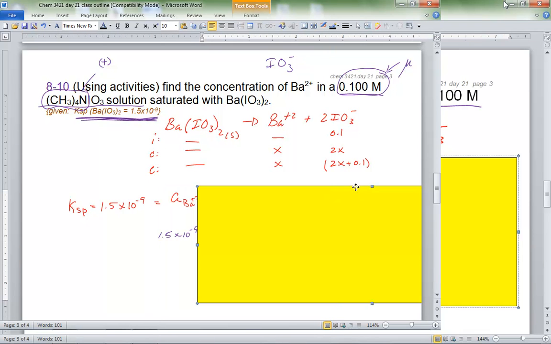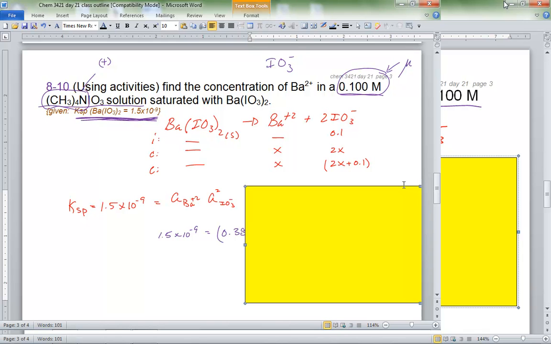And to keep myself from screwing up, I wrote the activities. Because I'm supposed to be worried about activities. So it's a concentration of products over reactants. No, it's the activities of products over reactants. So I have the activity of barium, the activity of iodate, but it has to be squared. You comfortable so far? Nothing really new. It's everything we've been working on before. So it has to be the entire activity squared, because remember, activities are replacing the concentrations.